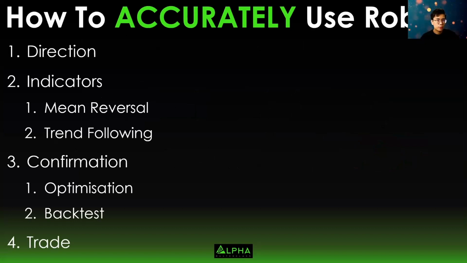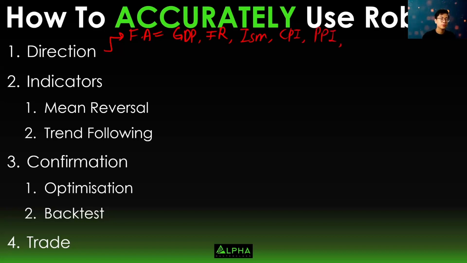So when you are doing robot trading, the first step is to know the direction. Now, for some of you, there will be people that are using fundamental analysis. Fundamental analysis is basically studying about the world economies. For example, GDP, inflation rate, ISM, CPI, PPI, and then one of the most famous indications, interest rate.